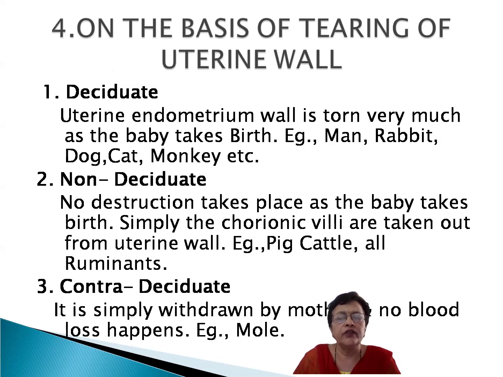Non-deciduate placenta is one in which the baby comes out very easily and there is no destruction to the uterine endometrial wall, and almost in all the ungulates like pig, cattle, and all ruminants, this kind of placenta is present, and most of the other mammals also, like bat or rat. Whereas in contradeciduate placenta, the uterine endometrial wall is simply withdrawn inside the body of the mother itself and there is no blood loss. For example, it happens in the Talpidae family, that is in moles.